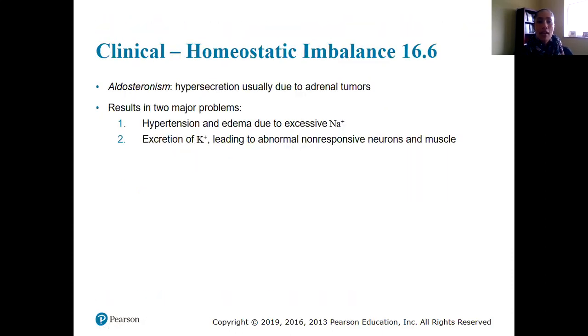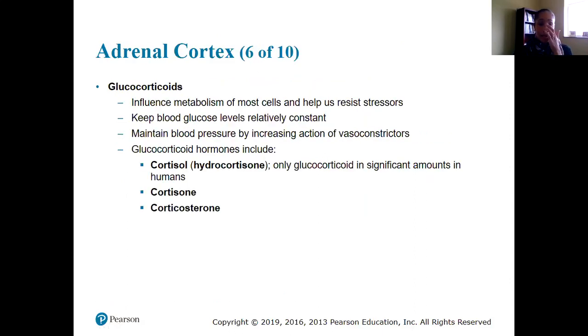Okay, moving on. This is another one that I'm going to skip, but I do want you to look over this and understand it. With glucocorticoids, these hormones of the adrenal cortex are going to influence the metabolism of most cells and help us to resist stressors. It does so by keeping blood glucose levels relatively constant, so we don't have excessive amounts within our blood. It helps to maintain blood pressure by increasing action of vasoconstrictors, so helping to constrict blood vessels to increase blood pressure if needed, or dilate blood vessels to lower blood pressure when needed.